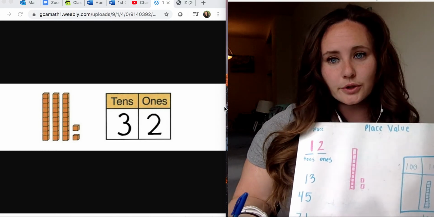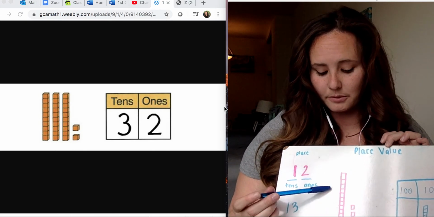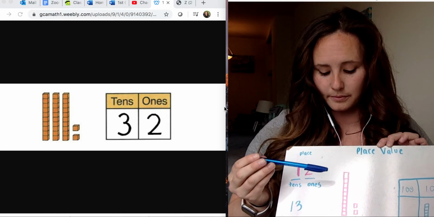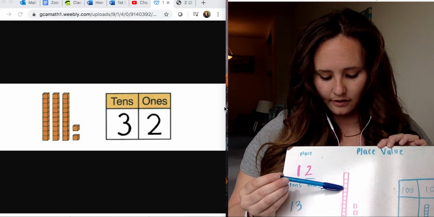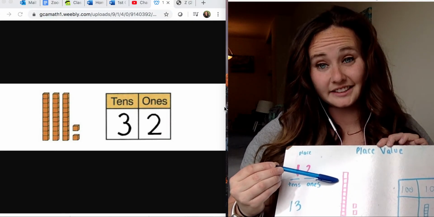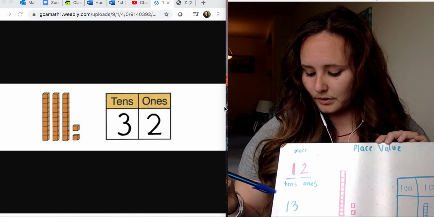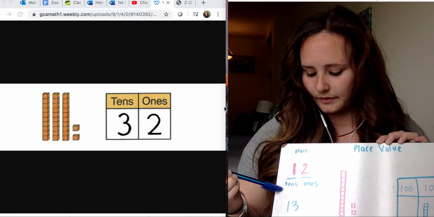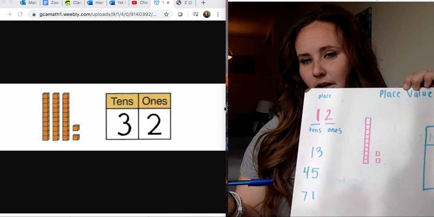And I can count by tens. If I were to break up my long, I would have 10 cubes. So let's count them. 1, 2, 3, 4, 5, 6, 7, 8, 9, 10. So here is my long, and they're stuck together. I know they're going to be 10. So looking at my number 12, that long would be in the tens place.